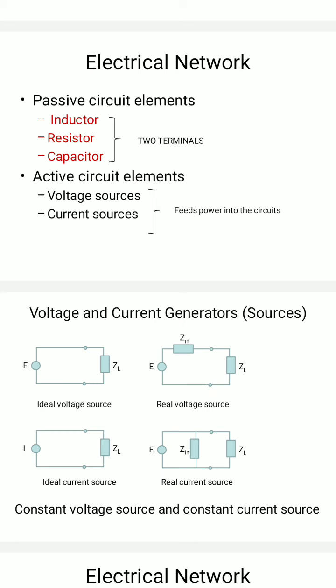But normally, when you consider real cases, a real voltage source contains an internal impedance in itself. So the voltage across the load resistance will not be exactly equal to the voltage E. It will be a little bit less than that, because some voltage will be dropped across the internal impedance of the source. So Zin is the internal impedance that will be in series with the voltage source.